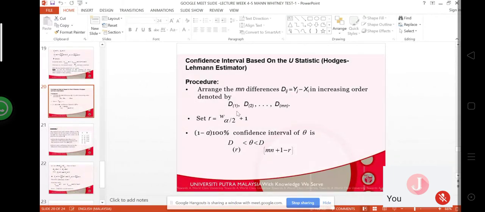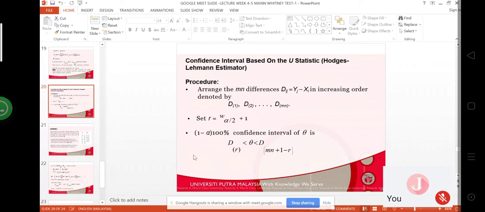Then you denote D, the first order of the difference, the second order of the difference, and so on, the mnth order of the difference. Once you have obtained all the differences, then you set R, because you want to know in which order. R equal to W alpha divided by 2. Where do you get this value from? This value comes from the Mann-Whitney test statistic, plus 1. Always plus 1.